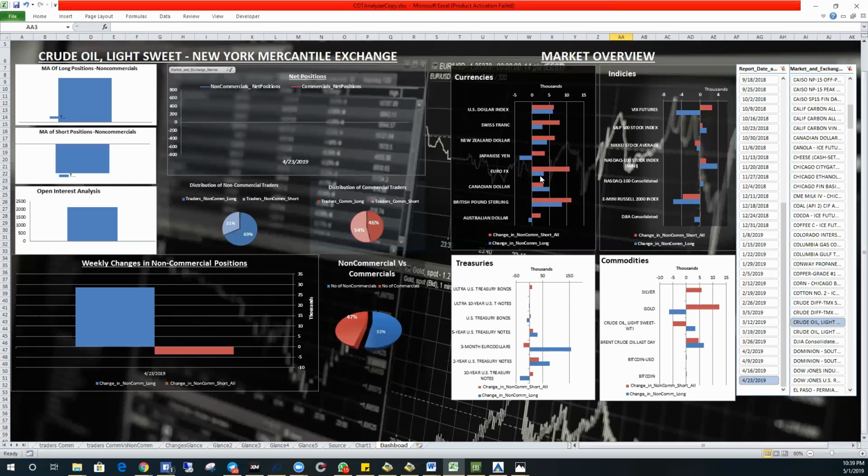So looking at this chart, we can see here we have more sell pressure on the currency and also a bit of a buy. But if you look at what is going on in the treasuries market, you can see a lot of buying, a lot of investment in the treasuries or in government treasury bonds.